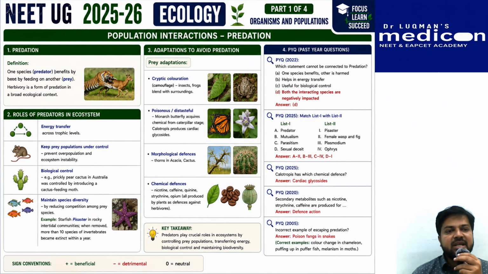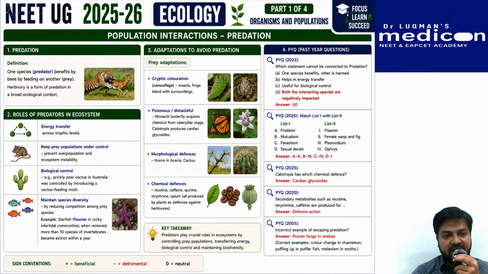Moving on, let's see the population interaction, that is predation. What is predation? It means one species, a predator, usually the stronger one, benefits by feeding on another, the prey. Herbivory is a form of predation in a broad ecological context. It means the predator is going to attack a herbivore animal. There are roles of predators in the ecosystem. They are going to have energy transfer.